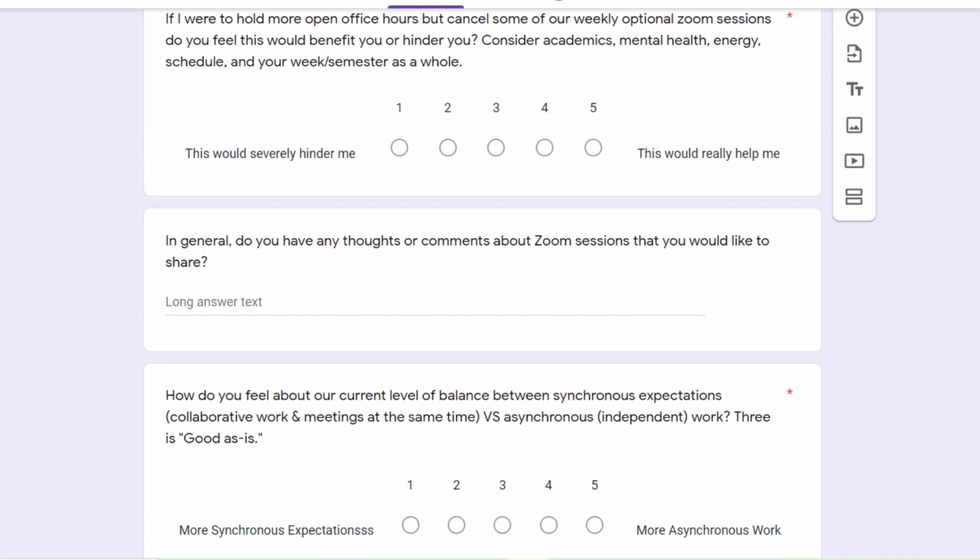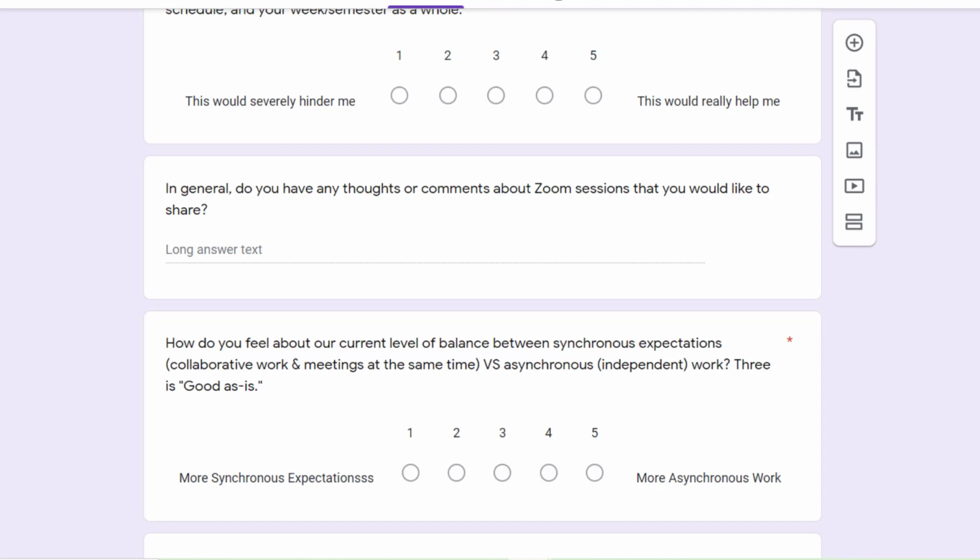And then finally, I asked 2 last questions regarding our meetings and how I have the overall structure. I said, in general, do you have any thoughts or comments about our Zoom sessions you would like to share? And how do you feel about our current level of balance between synchronous expectations, so collaborative work and meetings at the same time, versus asynchronous and independent work? And I had 3 be as is, so good as is, with 1 asking them or saying they'd like more synchronous expectations, and 5 being they want more asynchronous expectations or work.